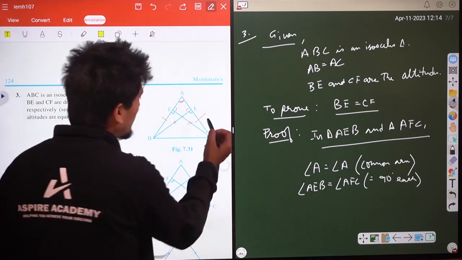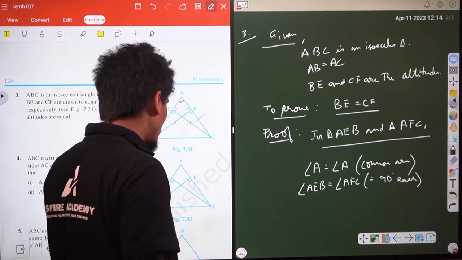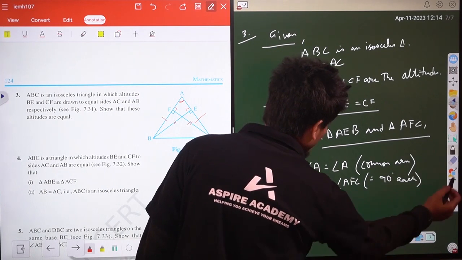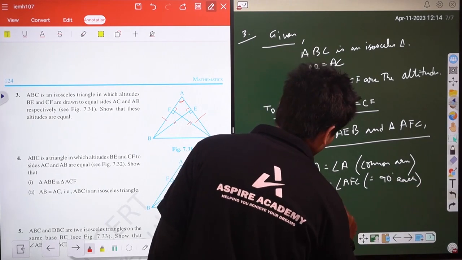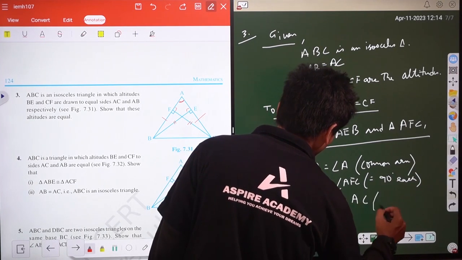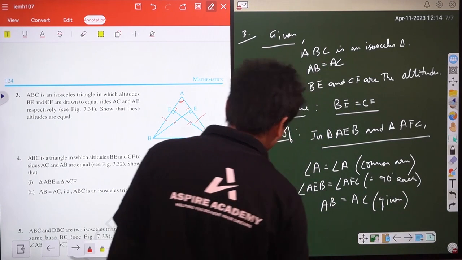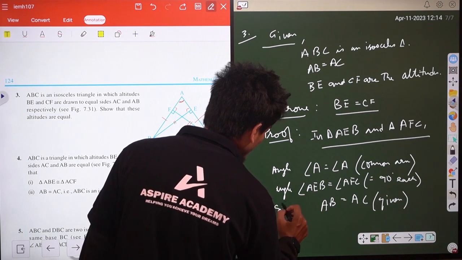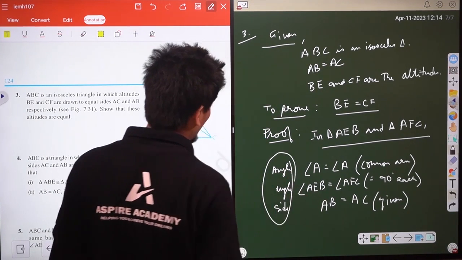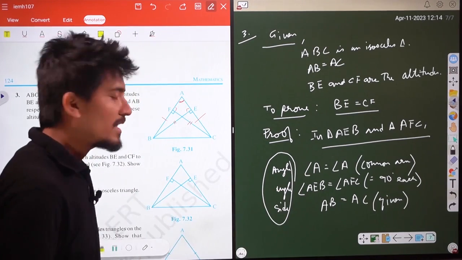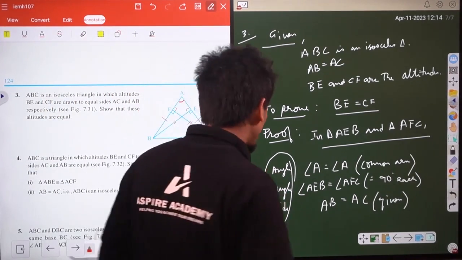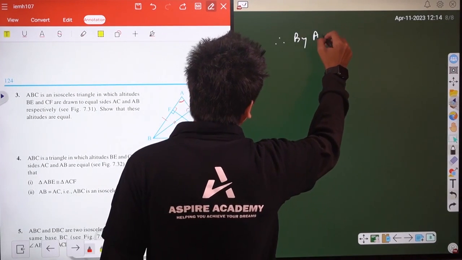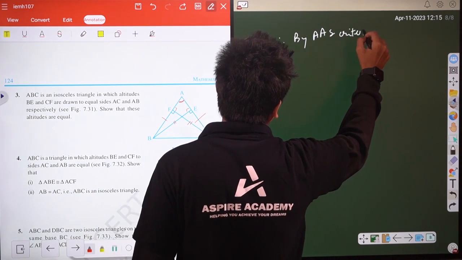Next, AB and AC, since this triangle is an isosceles triangle, so definitely the two sides are also equal. So we can write that AB is equals to AC. It is already given also. AB is equals to AC, which is given. So see here, this is angle, this is angle, and again this is side. So what is the criteria? The criteria is angle, side, and angle, or else you can say angle, angle, side criteria, right? So therefore by angle, angle, side criteria, what can we say?